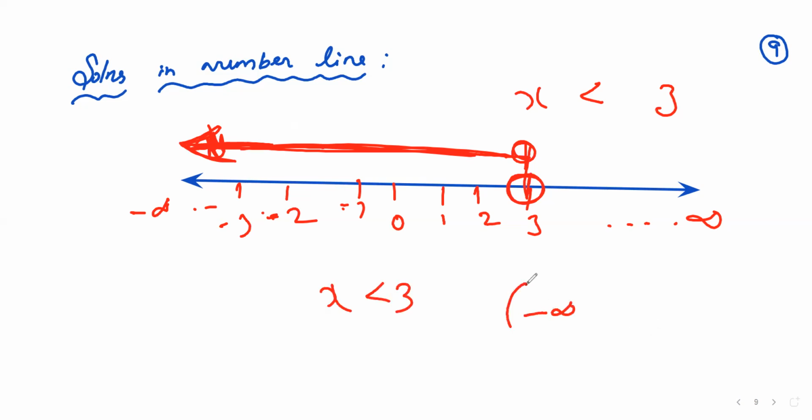Minus infinity, that is an open bracket, that is an open interval. And 3 is not included, that is also an open interval. So this is your solution set.